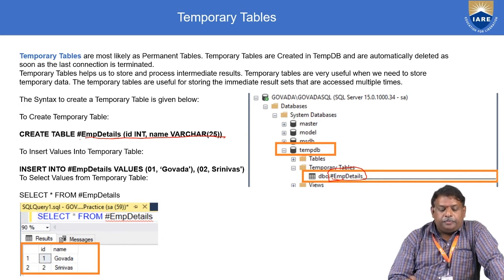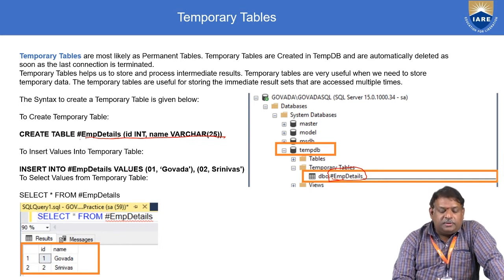Now, in order to insert into a temp table, just follow the regular syntax: insert into the hash table values, and give these values. So this is how we create a temporary table in SQL.